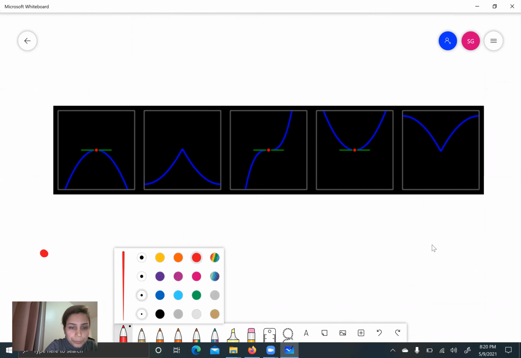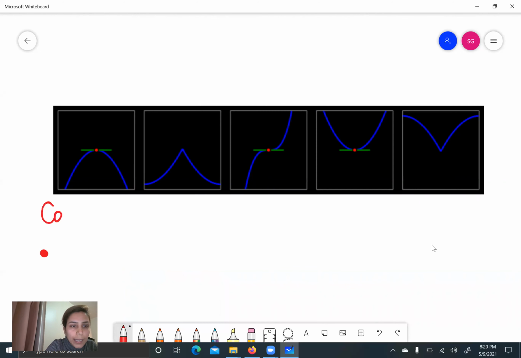So the first one, you see the graph is concave down, right? And graphically, you see that there is a maximum here. It's an absolute maximum, but I don't care here about absolute or local. I just say there is a max. There is a maximum here. So this is the extreme value.